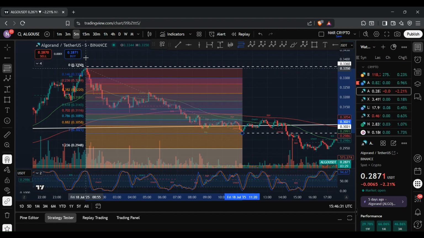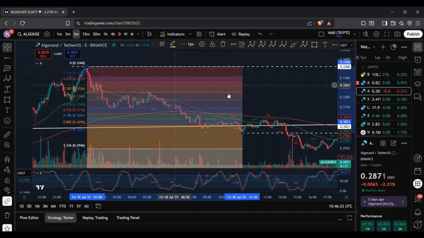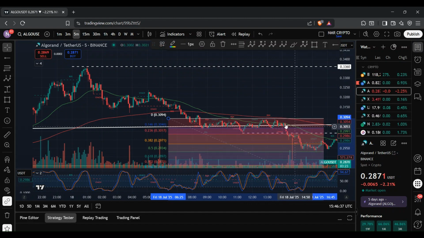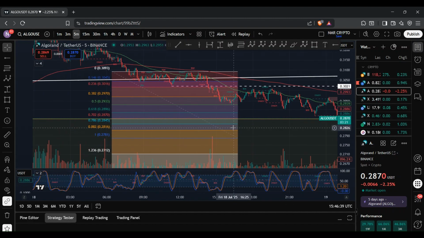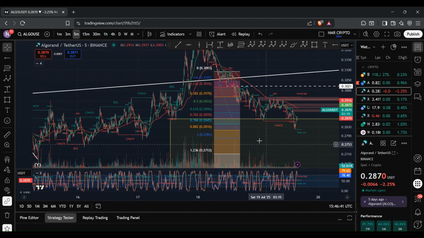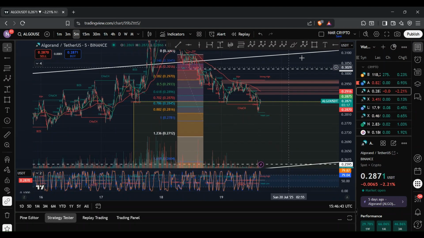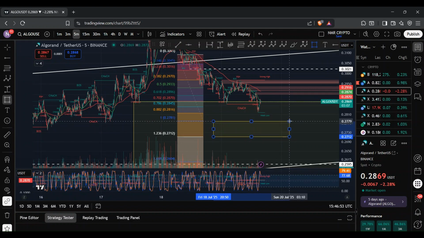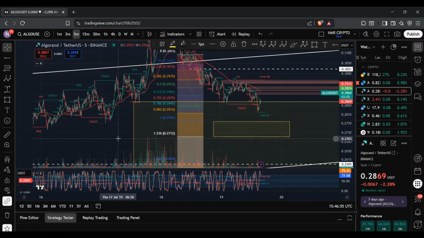Okay, so the local top is at 33.93 cents, the low at 30.93 cents, and there is still a little bit more room to the downside, where we could see ALGO reach anywhere between the 1 to 1.236 level, and that region sits between 27.12 cents to 27.81 cents. So anywhere within this region here. And so there is still a little bit more room to the downside.